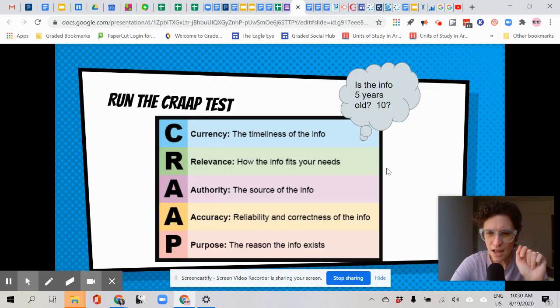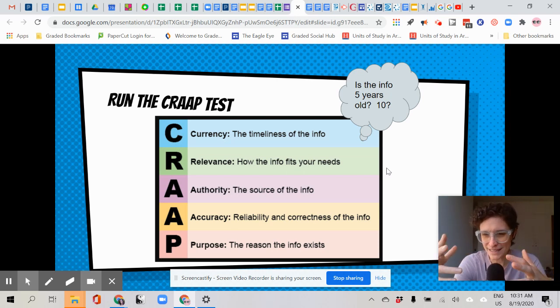C, currency. You have to ask yourself, is this website 5 years old, 10 years old? Some students feel like if it's 2 years old, that's too old. Well, our understanding about some things doesn't change much. For example, if you're writing about classical music, you could read an article that's 25 years old. Because this was a long time ago, that could still have reliable information.